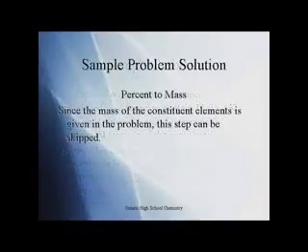Now, when approaching all empirical and molecular formula problems, we should keep the poem in mind: percent to mass, mass to mole, divide by small, multiply to a whole. Here, however, you're given the masses up front and not a percentage, so you can skip this step. Since we have the mass, you can go right to the mass to mole step.